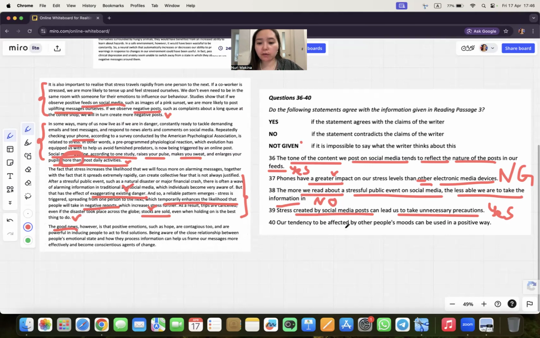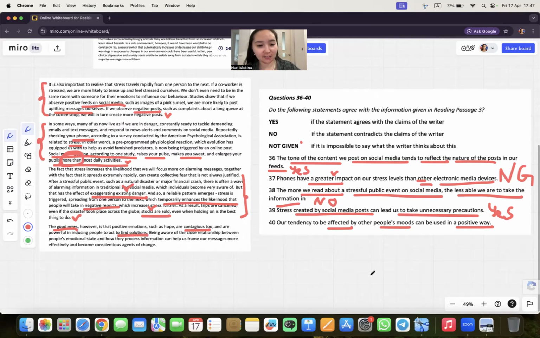Okay, our tendency to be affected by other people's mood can be used in a positive way. Oh, so we have good news here, and contagious. That means, of course, the word contagious is like when you catch a cold, you're contagious because your viruses are going to spread from you to another person. So yeah, positive things are contagious. Here it's in the positive way because positive vibes are contagious too, inducing people to act to find solutions.